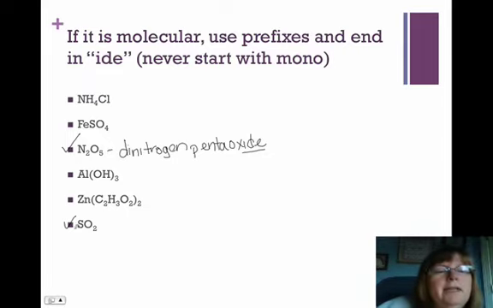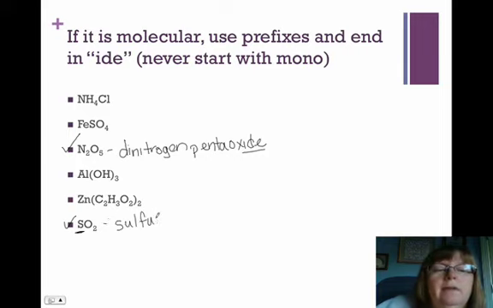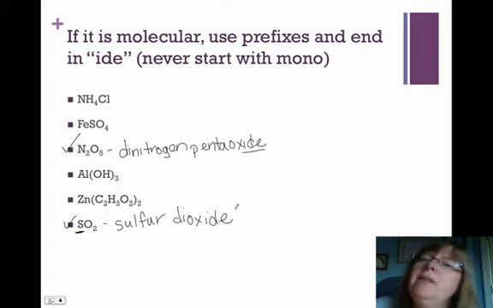All right, let's go down here to our other molecular compound, and we've got one sulfur there, so mono is the prefix for one, but we don't ever want to start the name of a compound with mono. So we simply say sulfur. We have two oxygens, and the prefix for two is di. So that is sulfur dioxide. That's using prefixes for molecular compounds. The rules are fairly simple. You use prefixes, never start with mono, always end in ide.